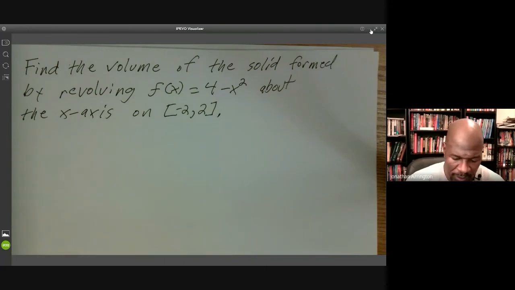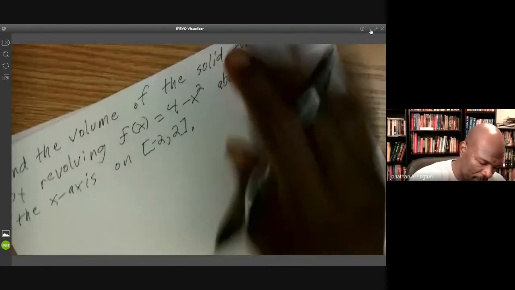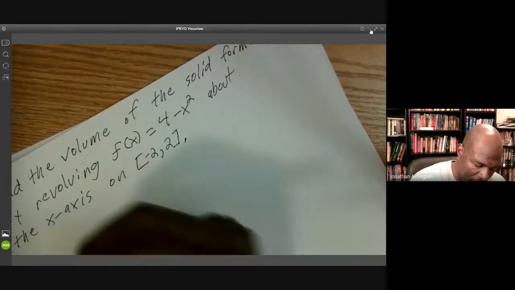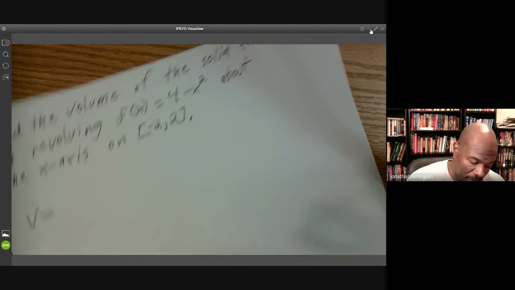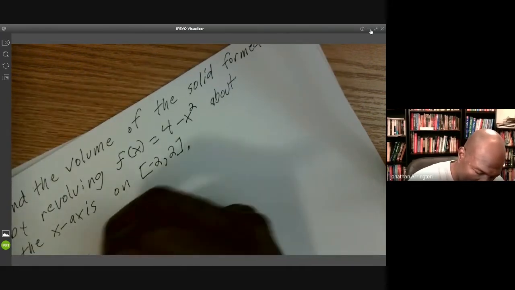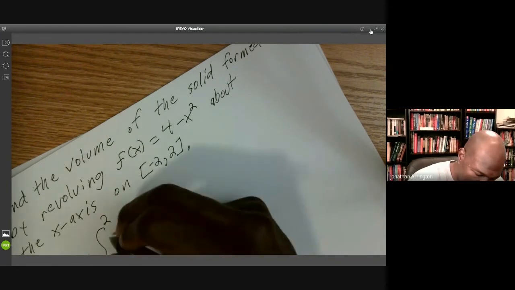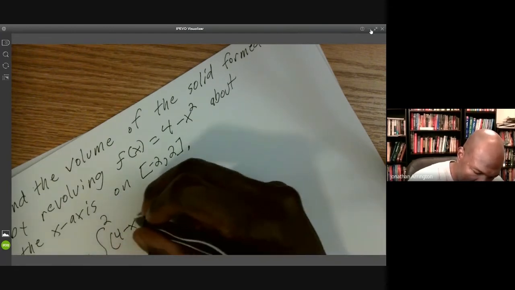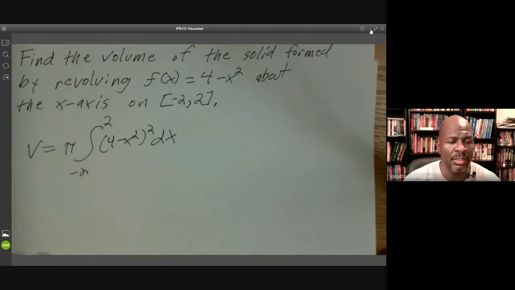All right, so this is a very simple formula. So again, the formula is pi times the integral from a to b of f of x squared. So for this case, it's going to be pi times the integral from -2 to 2 of (4 minus x squared) squared dx. So that's what we're going to find.